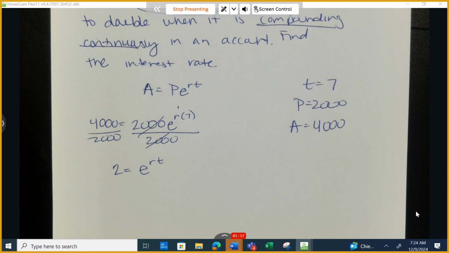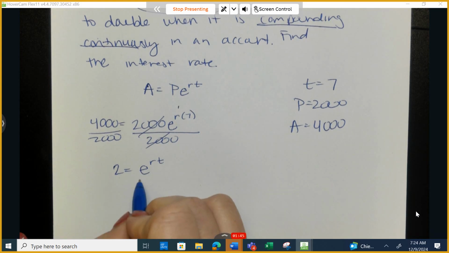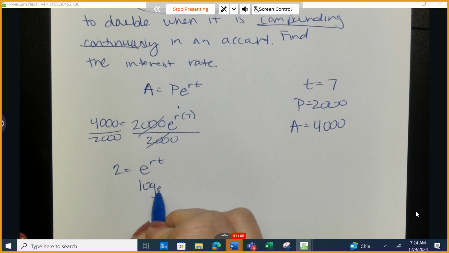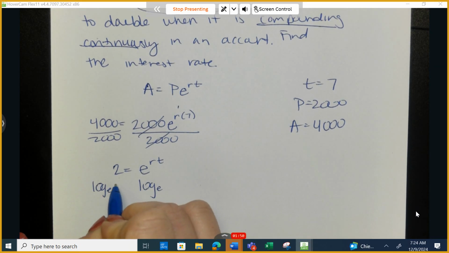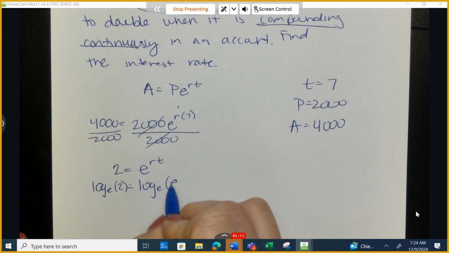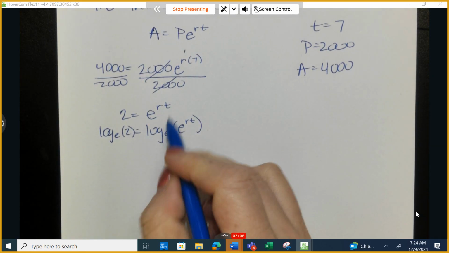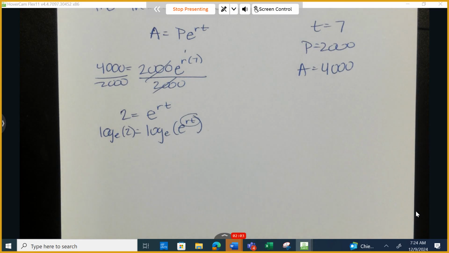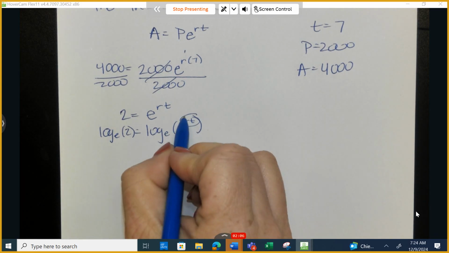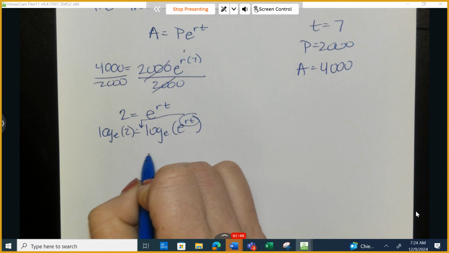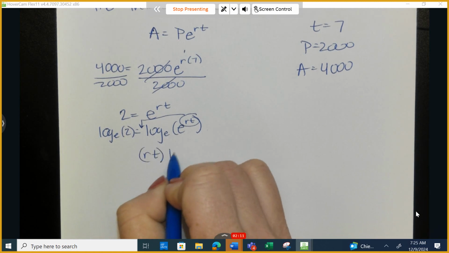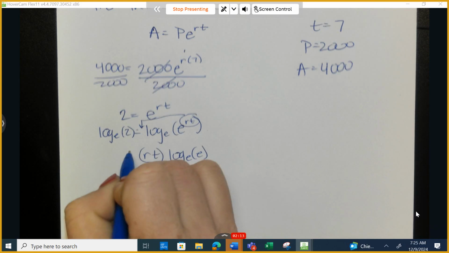Now, it would be great if I could get rid of that e and move the rt down to the same level. Again, that's why we learn about logs. So I'm going to take the base of this, which is e, and write log base e to both sides. I do want you to recognize that log base e is the exact same thing as ln, so you can also just write ln instead of log base e if you prefer. On the right-hand side, we've learned about the properties of logarithms. This exponent can be dropped in front. So I have rt in front, and I have log base e of e behind.